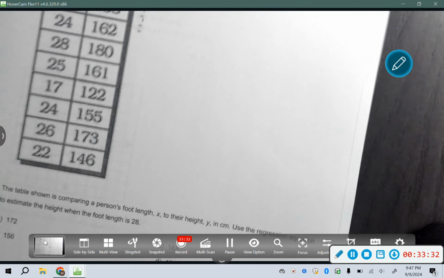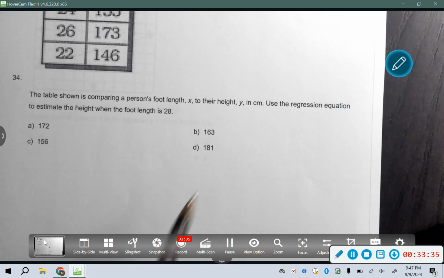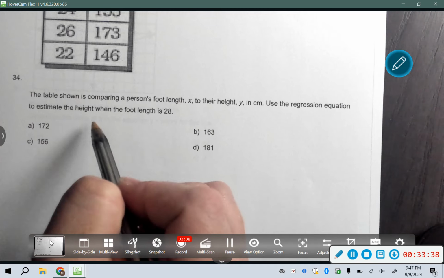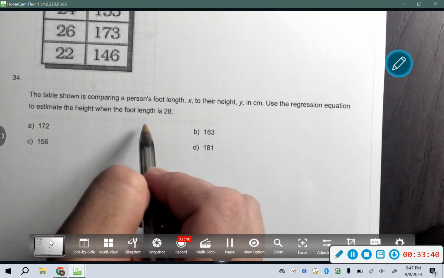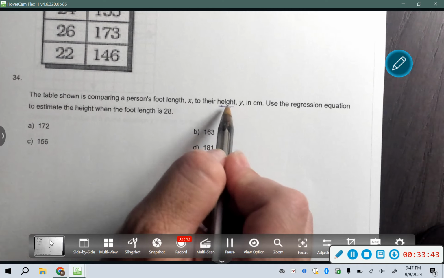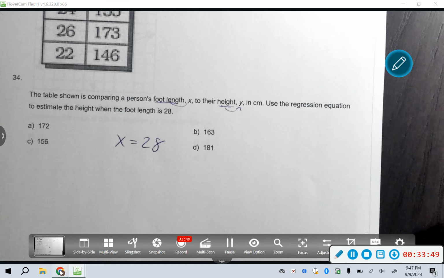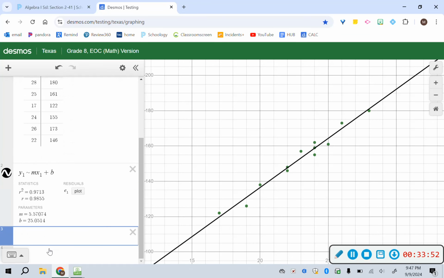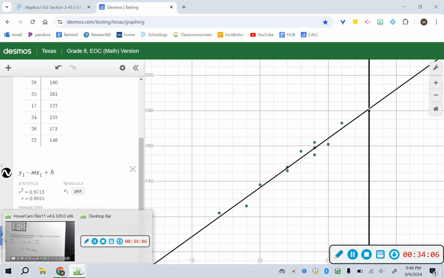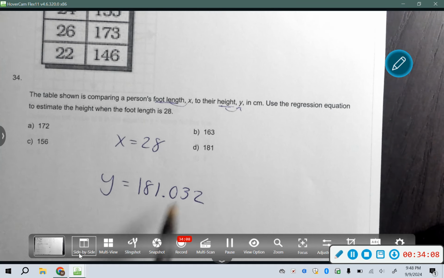So again, same table. We don't have to retype it. It says the table shown is comparing, and so on. Use the regression equation to estimate the height when the foot length is 28. So their height is y, so foot length is x. So I'm looking for x equals 28. So we're going to type x equals 28, and we're going to see where they touch. So it's 181, so I'm going to write y equals 181.032. And if I look at my answer choices, and I round this to a whole number, I know 181 is my answer.